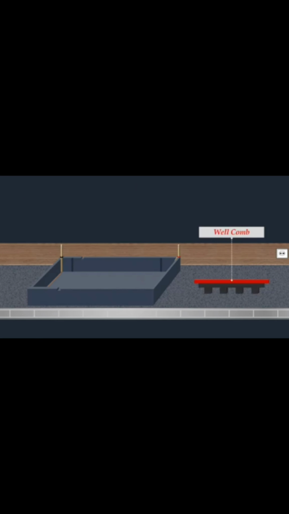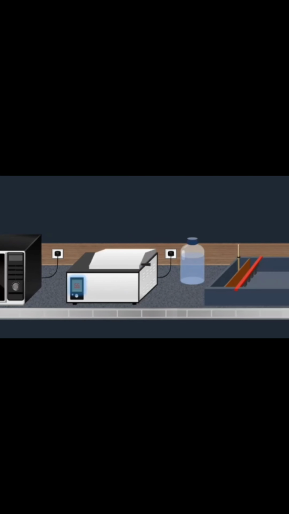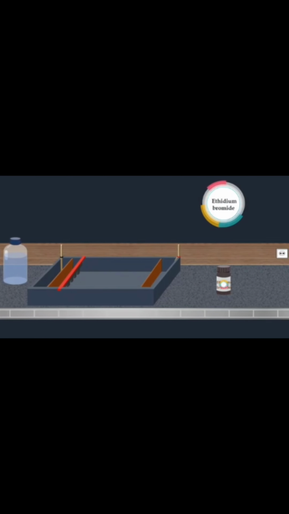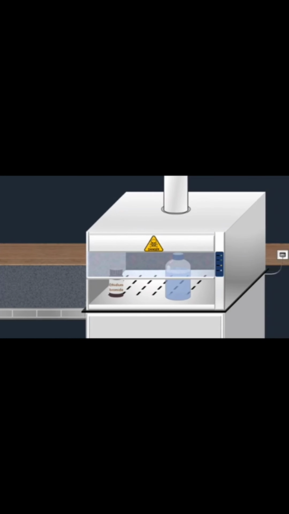A comb is placed in the tank to create wells for the loading of the samples, and casting dams are also placed at each end of the tank to prevent the solution from flowing out. Once the solution has been cooled to 55 degrees Celsius, ethidium bromide is added to this solution before it is poured into the electrophoresis tank. Ethidium bromide is highly toxic, therefore it has to be handled carefully.